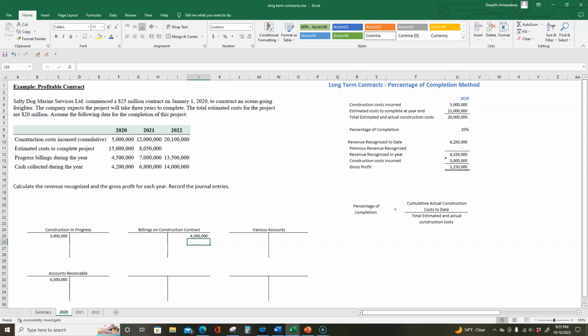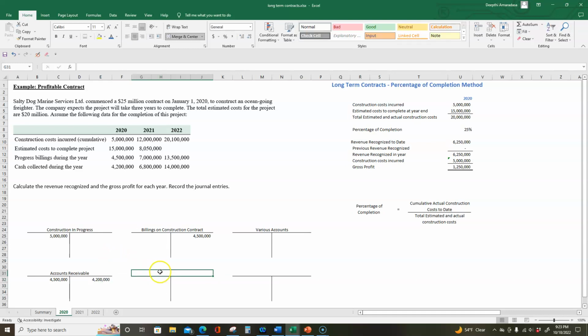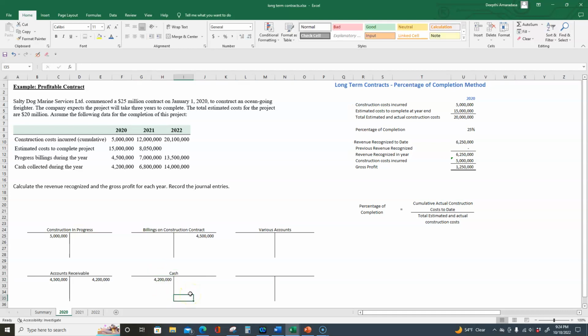The third entry that you're going to do is when the customer pays you for what you billed, you're going to record that. So cash collected during the year is $4,200,000. So we're going to record that by decreasing accounts receivable. So we're going to credit accounts receivable $4,200,000 because we billed $4,500,000 and they paid us $4,200,000. And then, of course, we debit cash. Those are the three journal entries we do for recording construction cost, to record progress billing, and for cash collections.